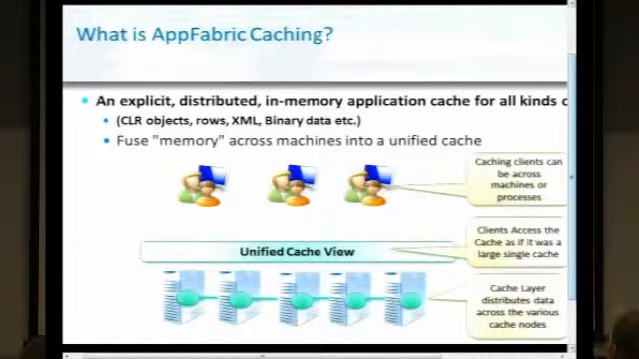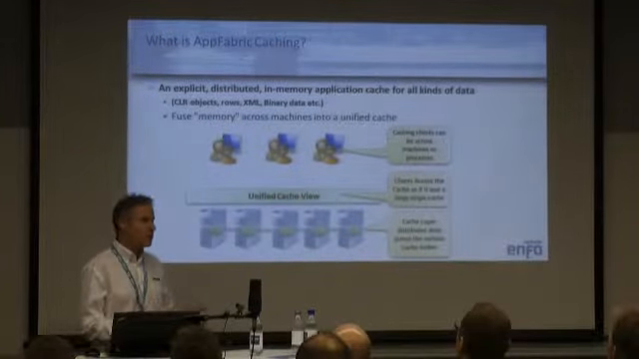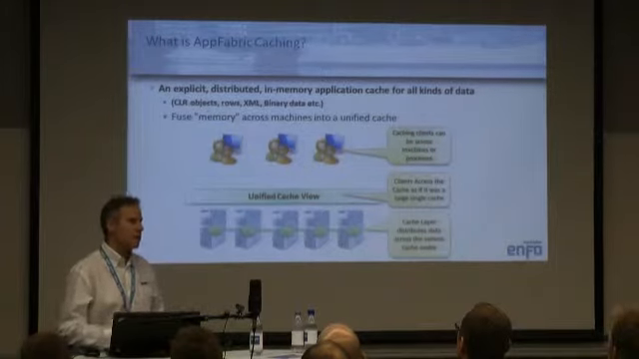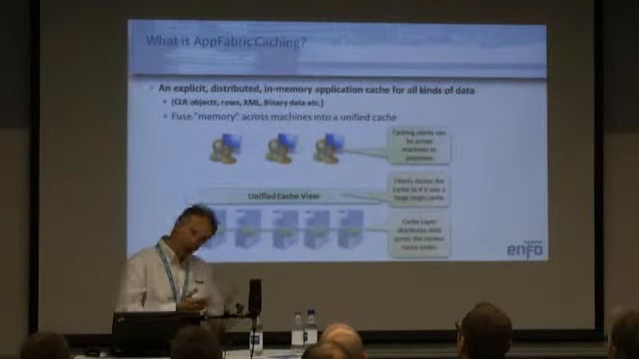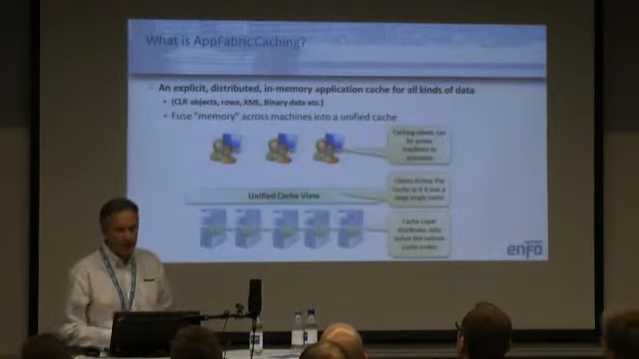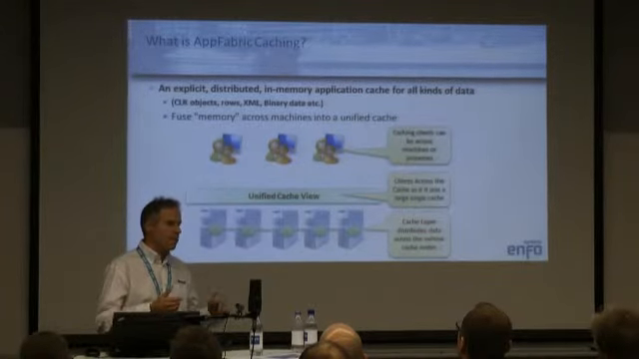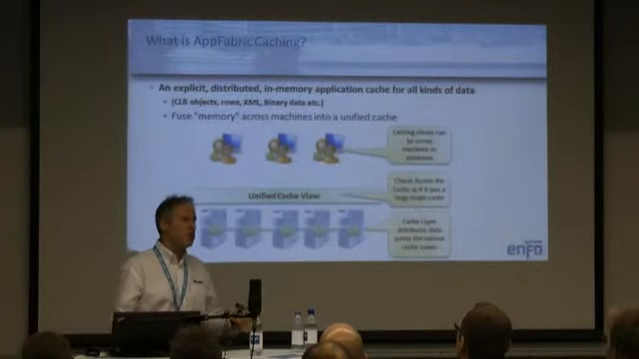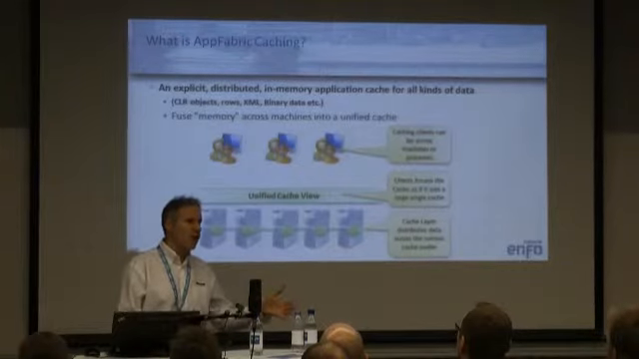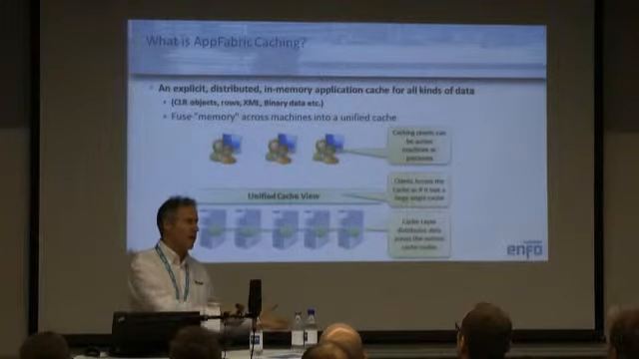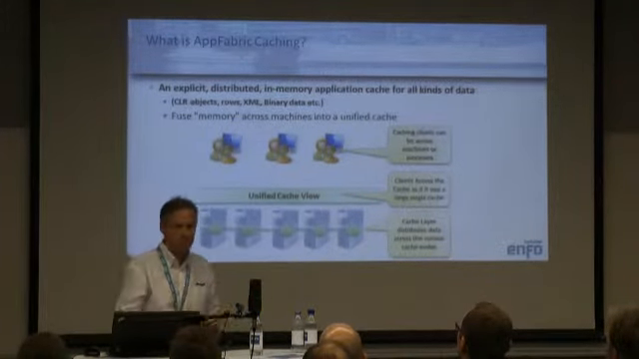So AppFabric caching was released for the first time as part of Windows Server AppFabric, okay? It's an explicit distributed cache that you can use to accelerate access to frequently accessed data, like, for example, sessions or lookup data, okay? How does it work? From a client perspective, you are just using an API. You can consider the cache, from a client perspective, like a sort of dictionary. So you are using methods like get to get an item from the cache and put to put an item in the distributed cache.